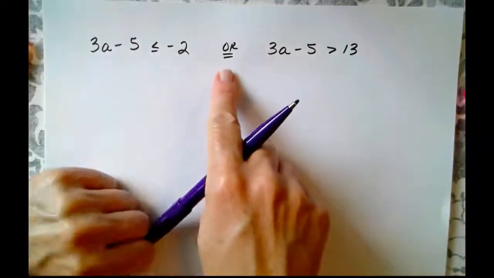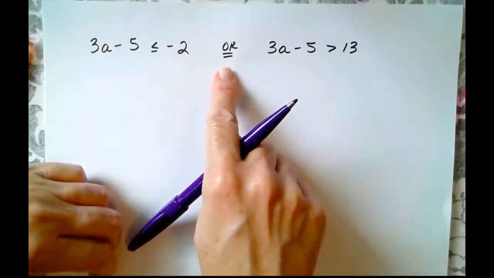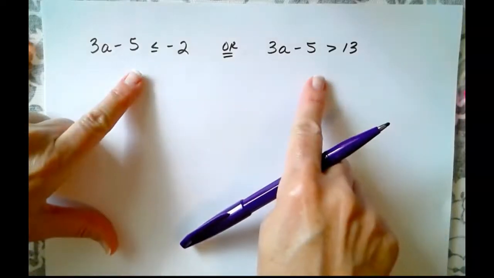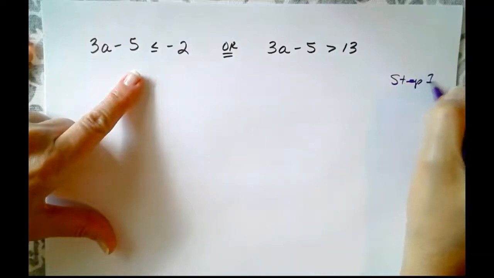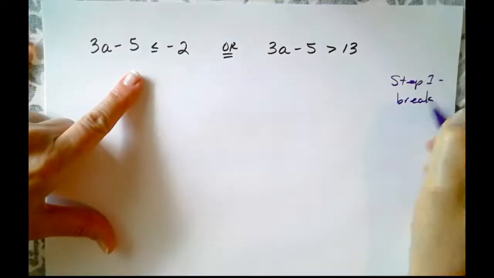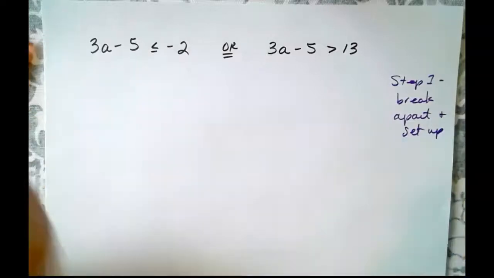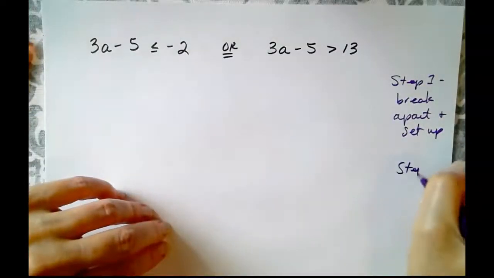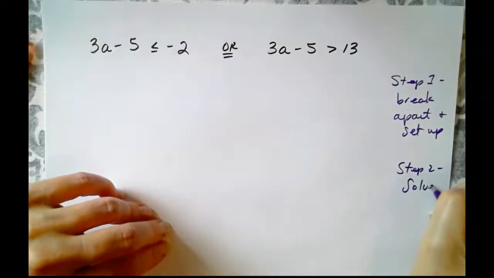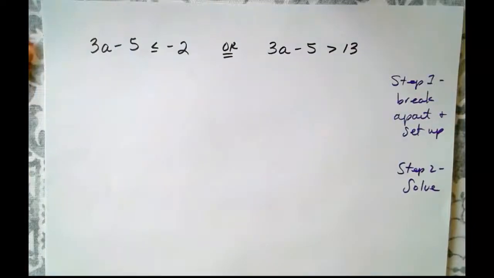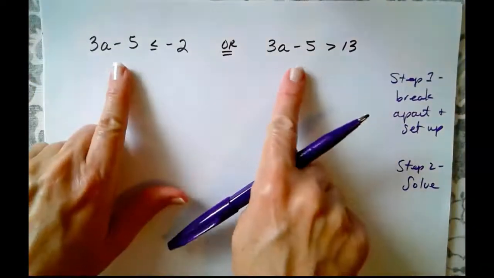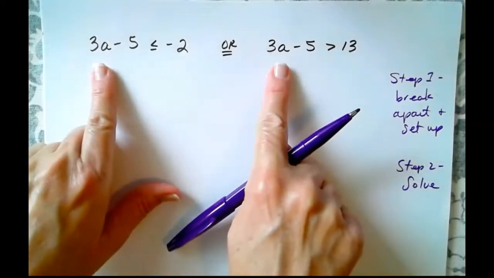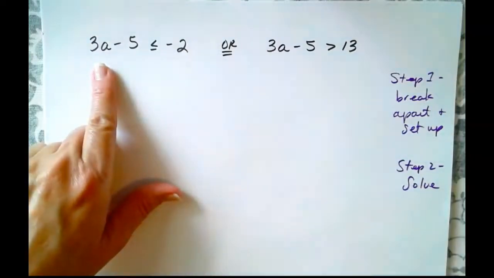This one has step 1 already done for us, because if we have an OR situation, lots of times it's already broken. So remember, step 1 is to break apart and set up. It's already done. Step 2 is to solve the inequality. So step 1 was already done for us. Step 2, let's go for it and let's solve both of these. Also nicely on this one, we've already got our variable on the left-hand side.